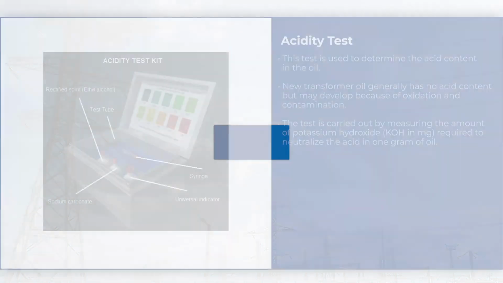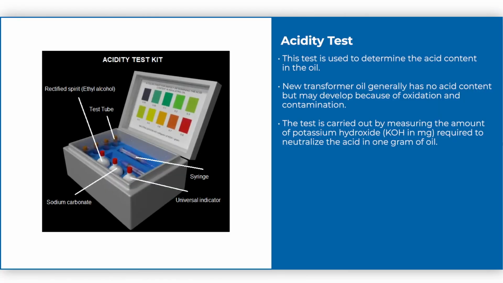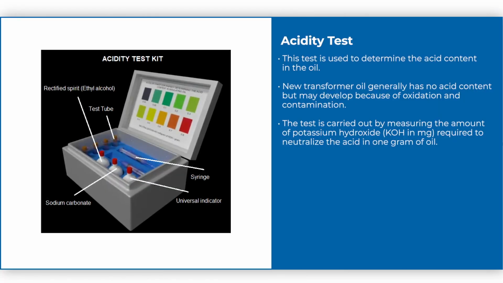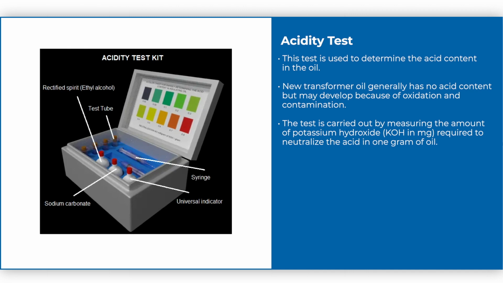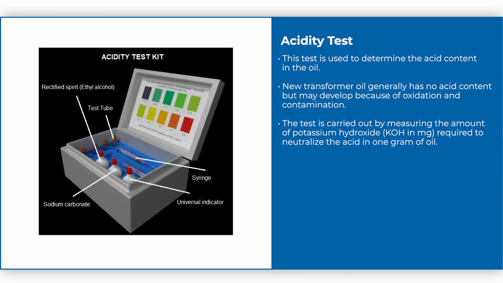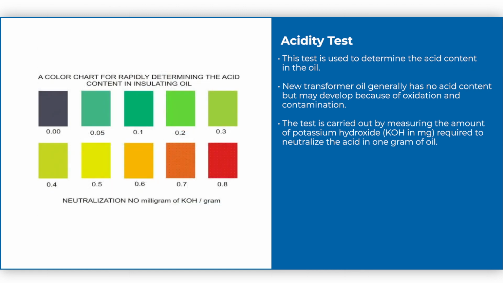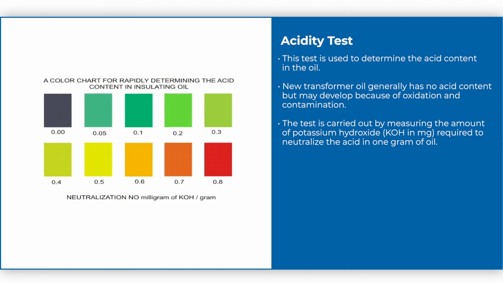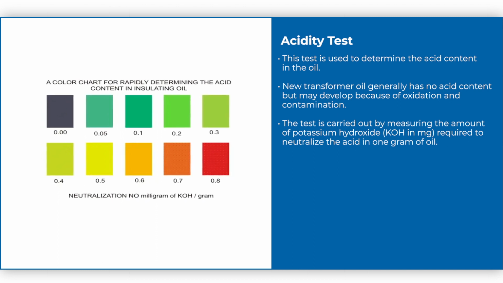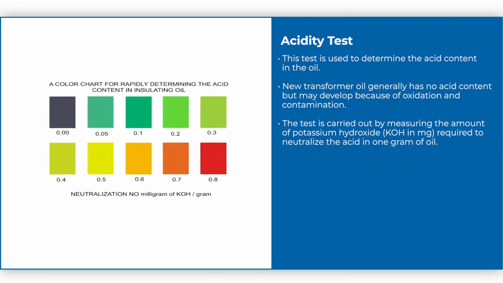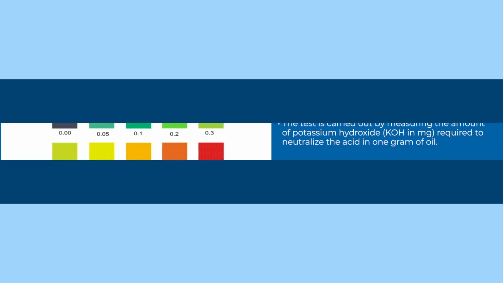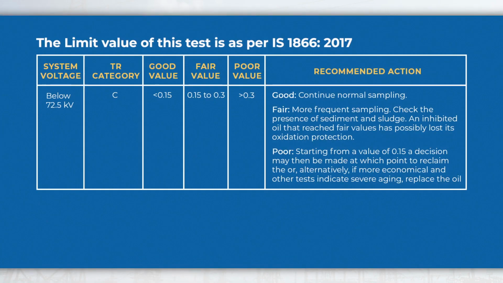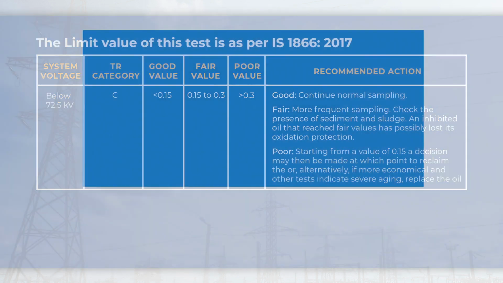Acidity test. This test is used to determine the acid content in the oil. New transformer oil generally has no acid content but may develop because of oxidation and contamination. The test is carried out by measuring the amount of potassium hydroxide (KOH) in mg required to neutralize the acid in 1 gram of oil. The limit value of this test is as per IS 1866/2017 given in the table.